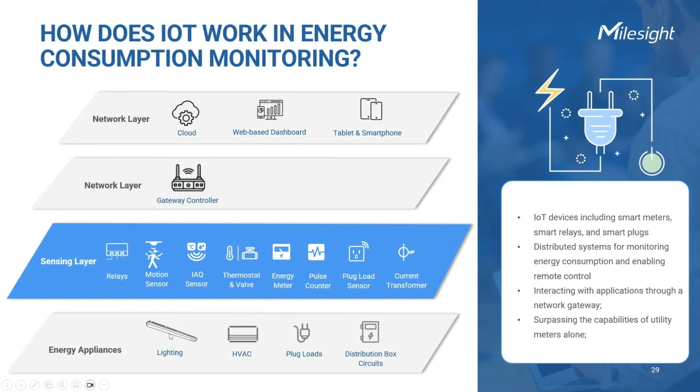It's common practice to incorporate IoT devices into power consumption monitoring systems, as they play a crucial role in identifying opportunities for energy savings, such as the smart meters, smart relays, and smart plugs. They work like distributed systems to monitor and analyze a household energy consumption, or allow remote on and off switching of clusters, groups of appliances, or individual elements. And through a network gateway, they interact with applications to provide data about energy consumption from every system in your building. Data that is far more detailed, accurate, and up-to-date than utility meters alone.